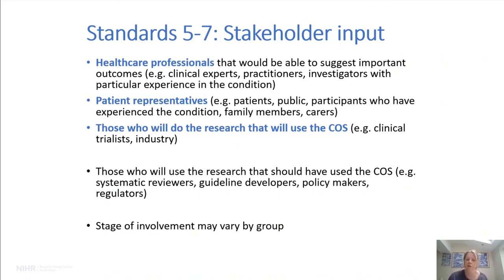Now, there was a fourth group in that consensus exercise that didn't quite meet the consensus standard, and that was a bit difficult to get your head around: those who will use the research that should have used the core outcome set. So systematic reviewers who review trials, guideline developers, policymakers, regulators. The standards were developed about 4 years ago, and it nearly made it in, but it didn't quite.